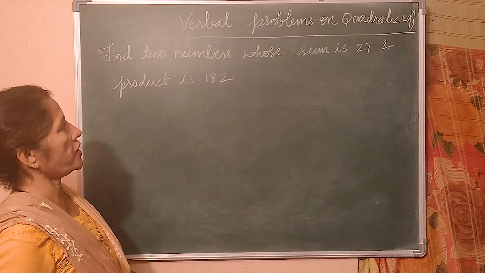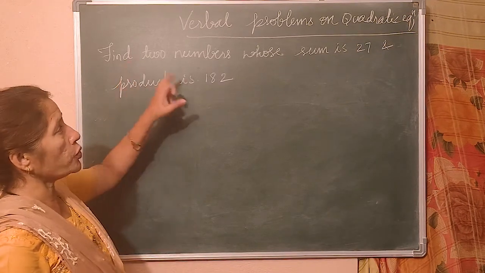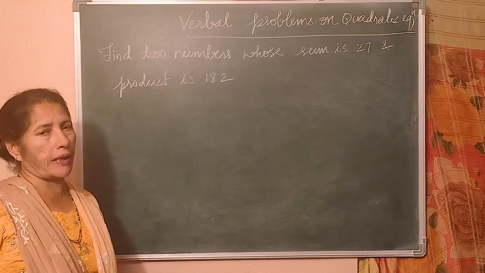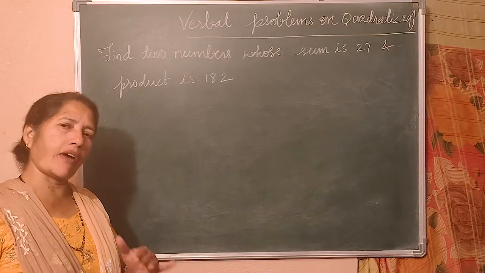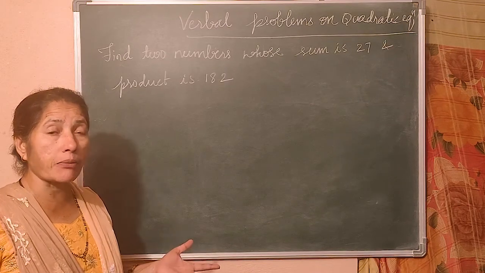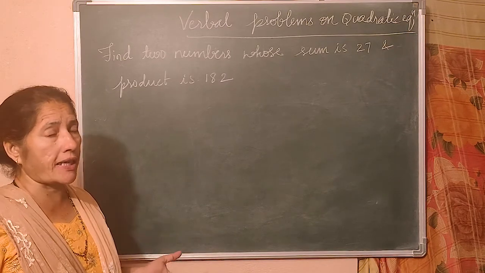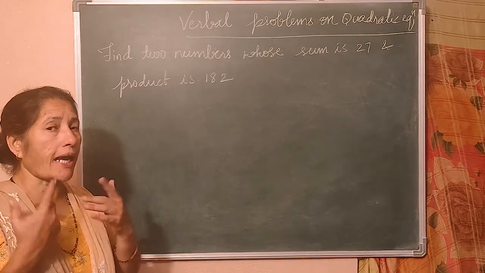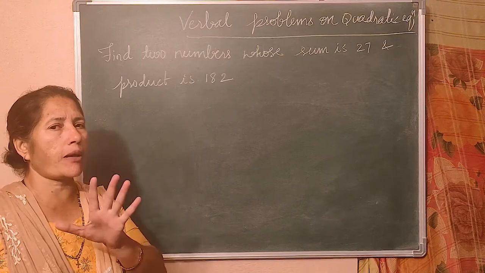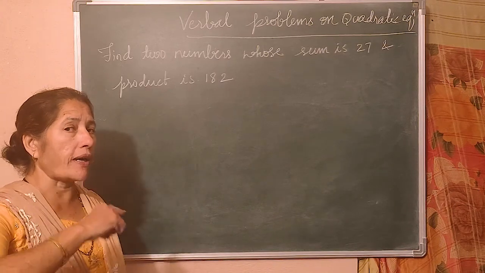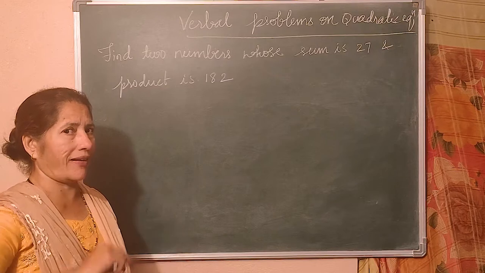So what is the question they have given? Find two numbers whose sum is 27. So how do you start? As usual, let one number be x. What is the other number? When the sum is 27, think that you and I have got together 20 marbles. I have got 5 marbles. How much have you got? 20 minus 5, 15, right?